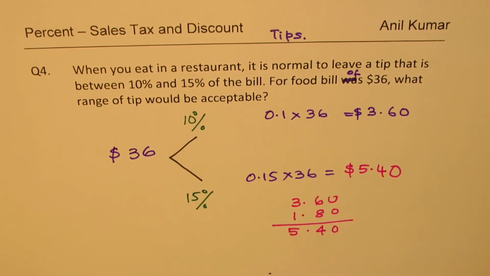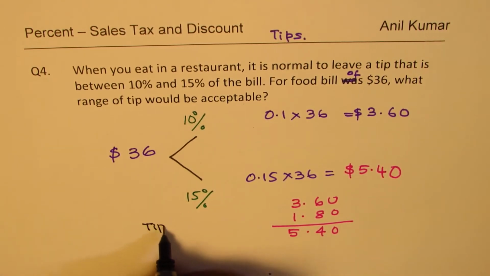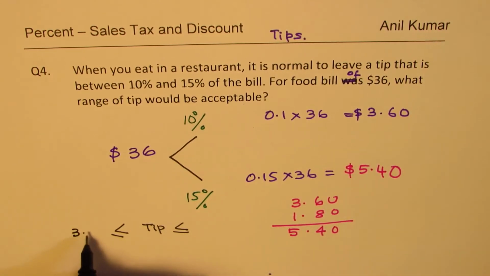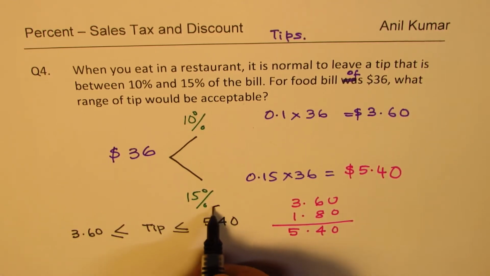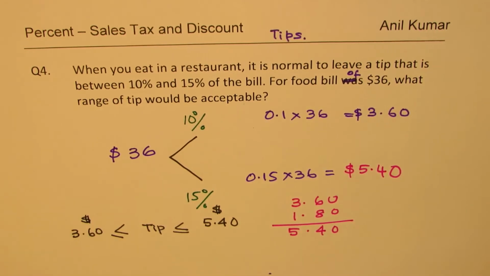Correct? So the value between these two becomes the range of our bill. Correct? So the tip could be anywhere between, it could be equal to these values also, between 3.60 to 5.40. Values, of course, are in dollars. Is that clear? So that is how we are going to actually solve such questions. I hope it makes sense.